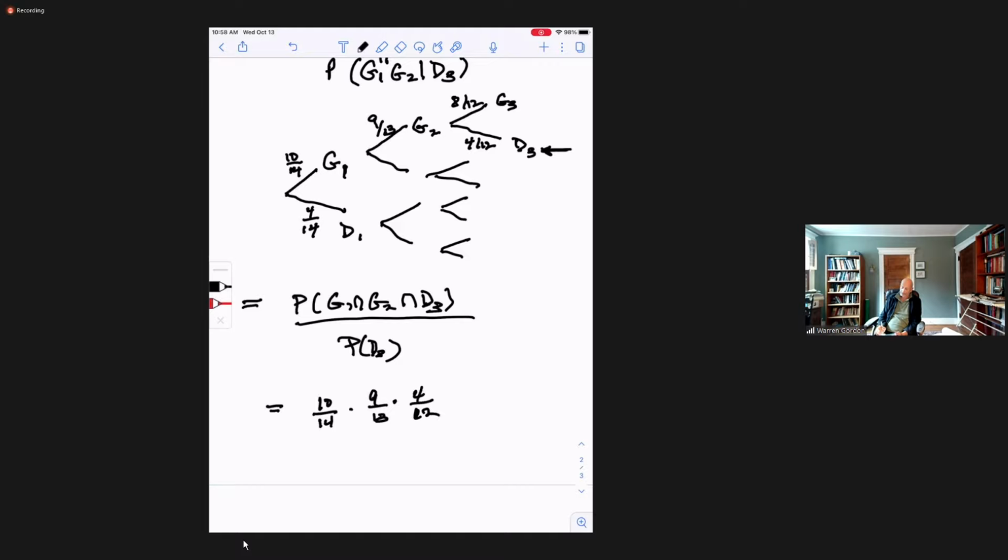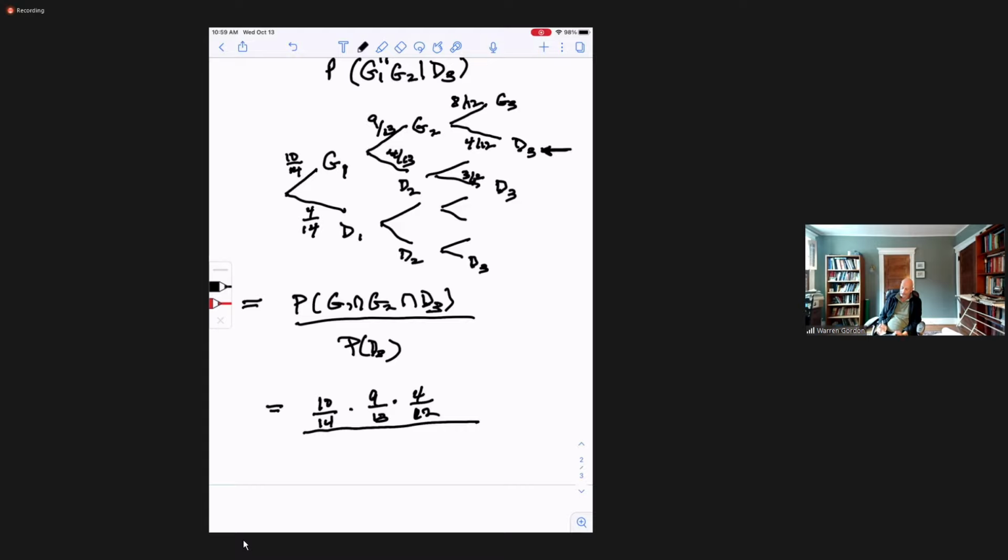Now notice there's a defective here. This is D2, this is D2, this is D3. Now I have to define all the ways it can be defective. Let's suppose I got here. This one would be 4 out of 13, and this one would be 3 out of 12, right?